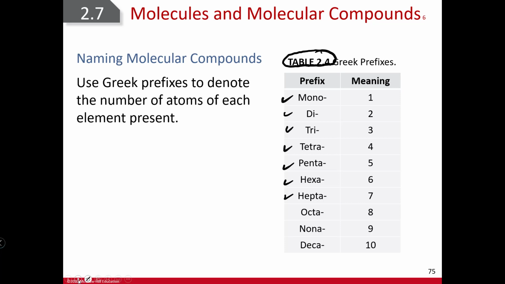Hepta may be new to you. Octa, you know from a stop sign. Nona means 9, and deca means 10, like a decathlon. So memorize these. There's no getting around this. We're going to use these from here on out. And just make yourself some flashcards with this.